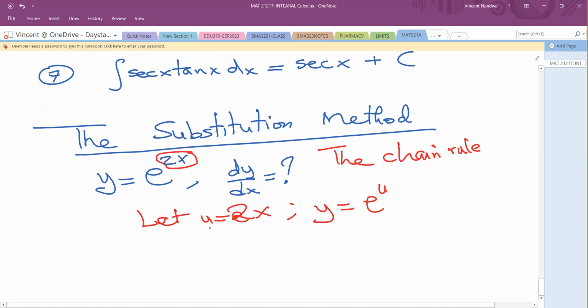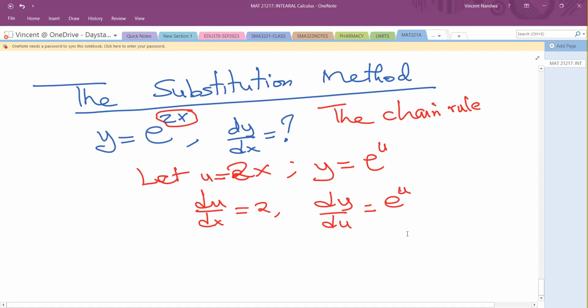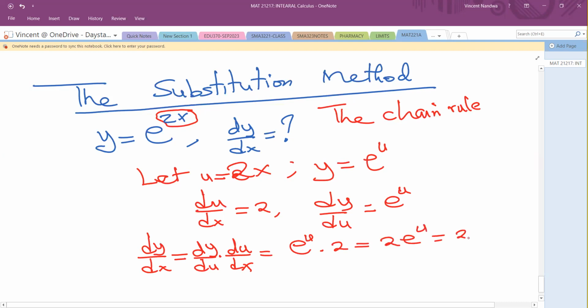From u, you'll get du/dx, which will be 2. dy/du, because now y becomes a function of u, is just e power u. And so dy/dx by chain rule is given by dy/du times du/dx. So then you substitute: e power u times 2, which is just 2e^u, and this will be 2e^(2x). Remember, you don't leave your answer in terms of u.